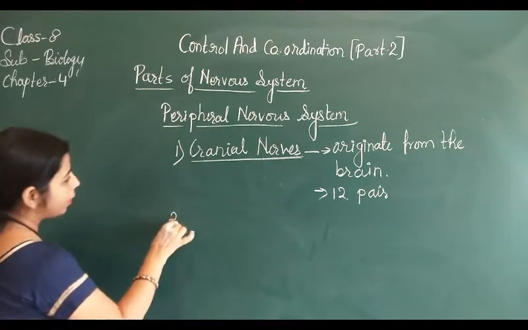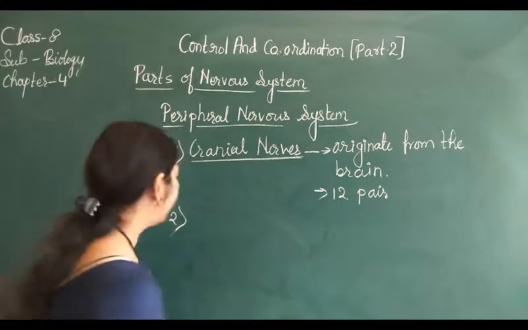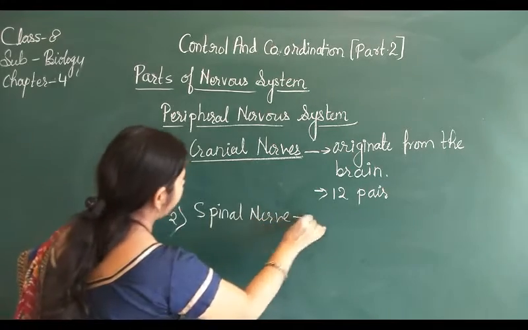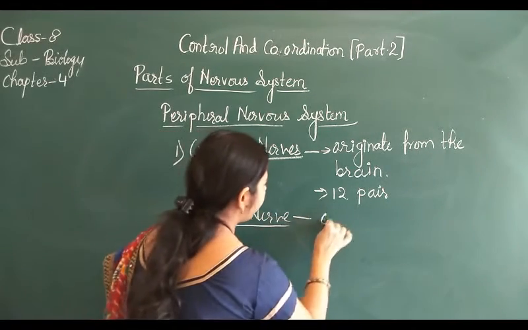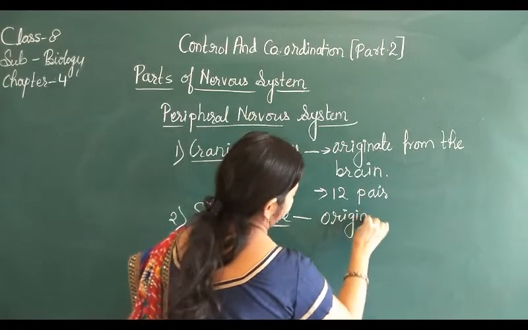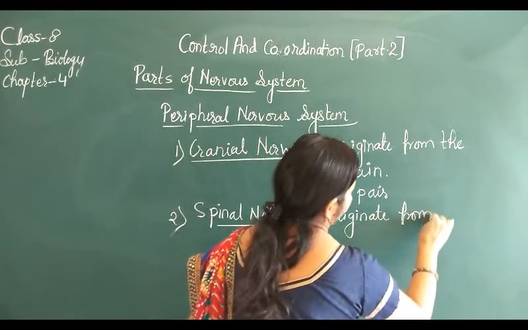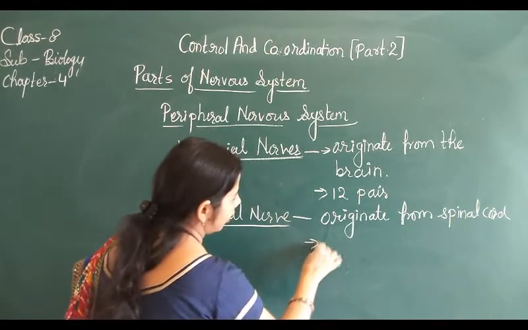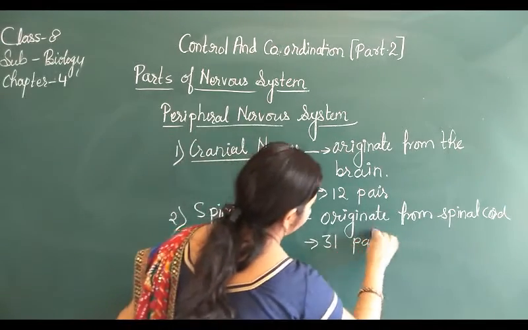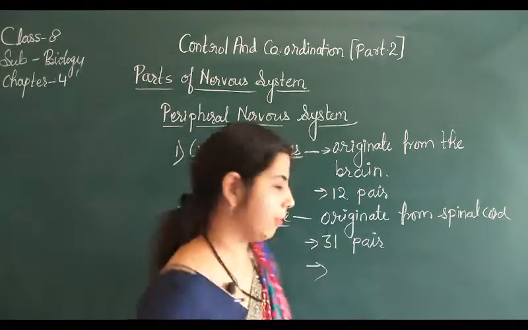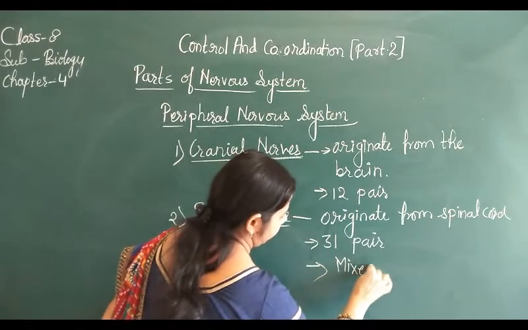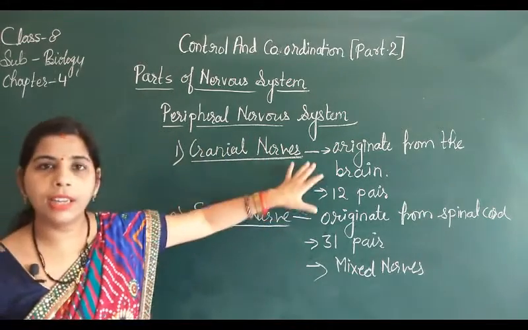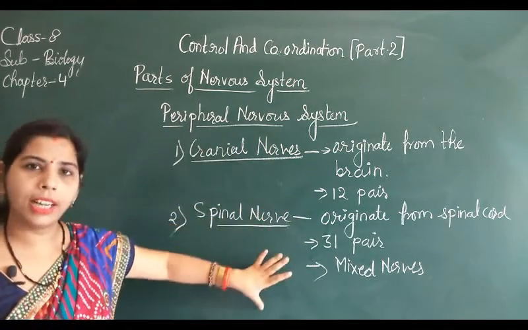Okay. Now the second type of nerves is known as the spinal nerves. Now it is again clear from the name, that means nerves originate from spinal cord. It is 31 pairs, and spinal nerves are mixed nerves. Okay, that means you can see the difference clearly between the cranial nerves and the spinal nerves.